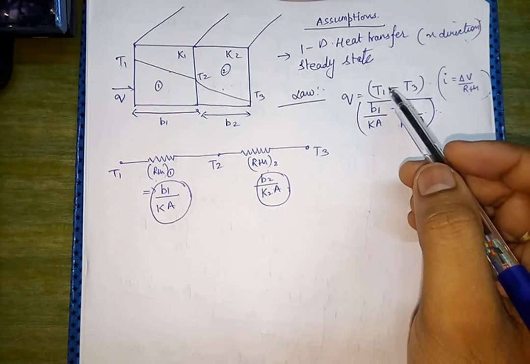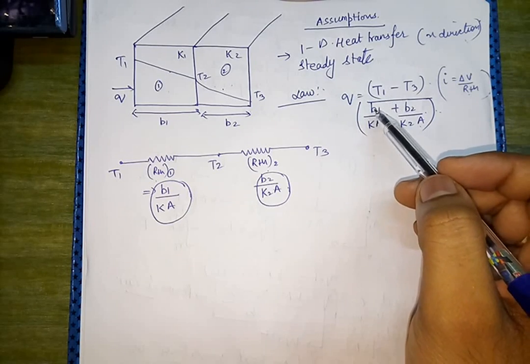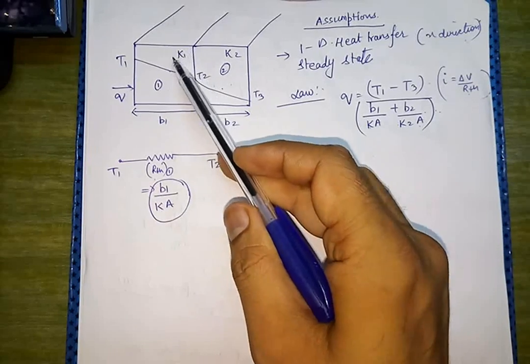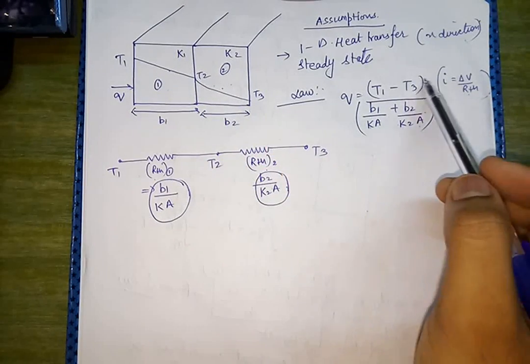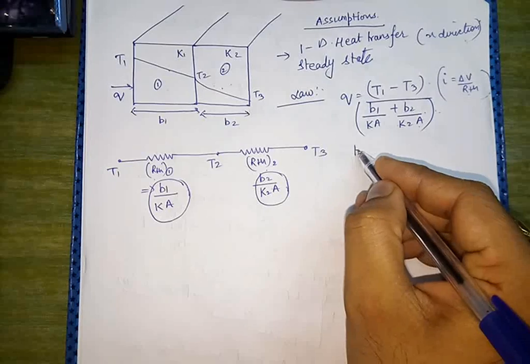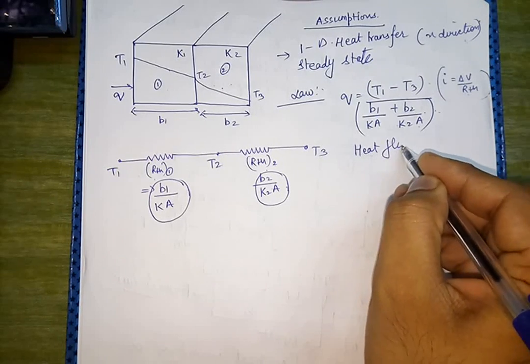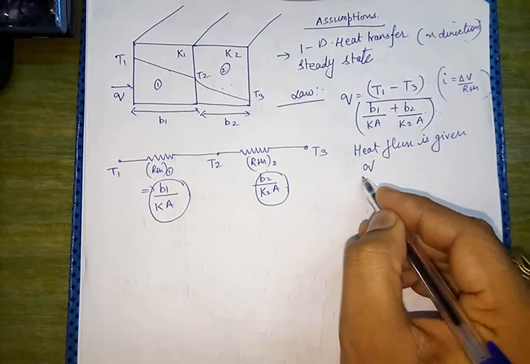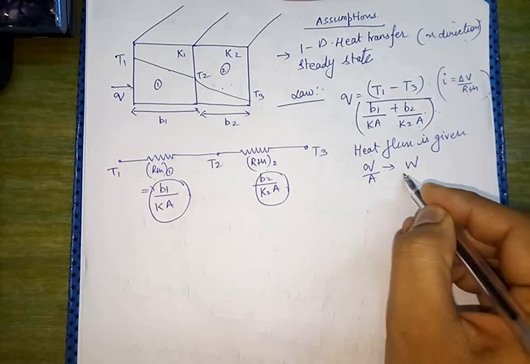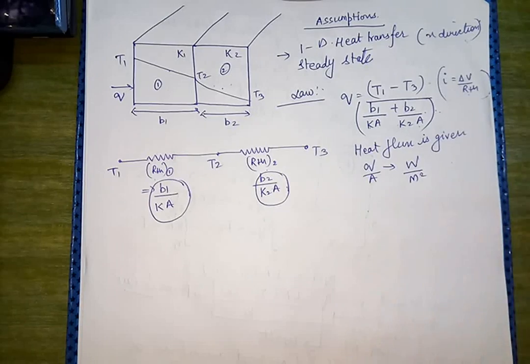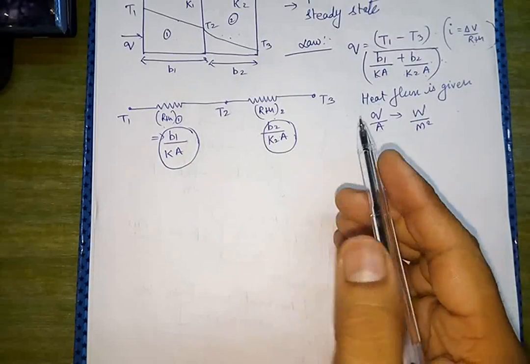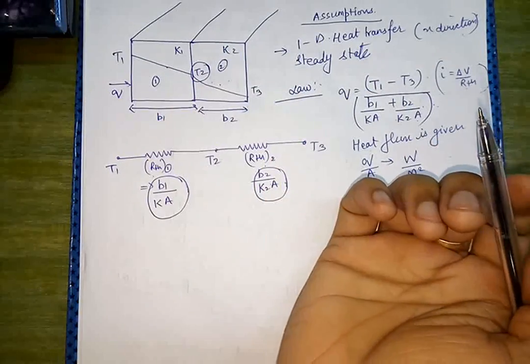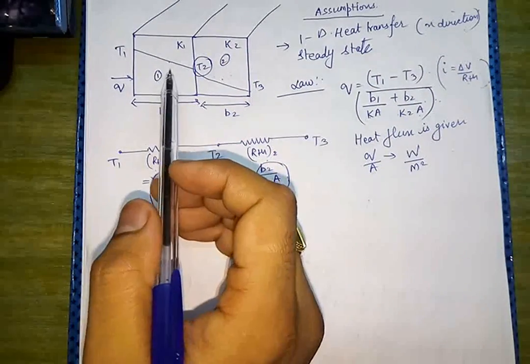For example, in the numericals we can be asked for any value. For example, what is the thermal conductivity K1 of this slab? It can be asked such that all other values will be given. For example, if heat flux is given, it means the value of Q upon A has been given, in watts per meter square. Now generally in such problems, the temperature of this interface, that is temperature T2, may be asked. That is very, very simple to find out.